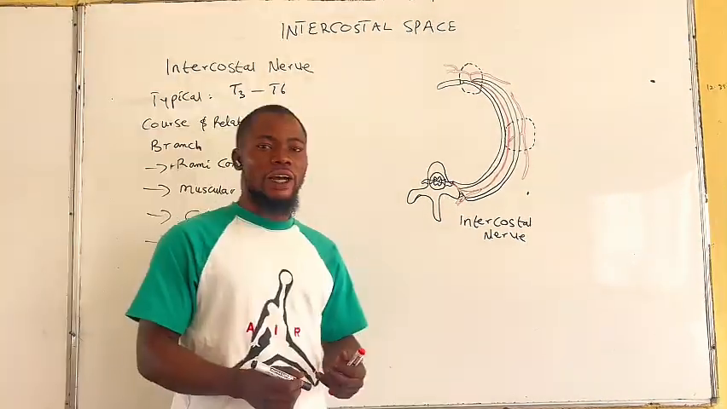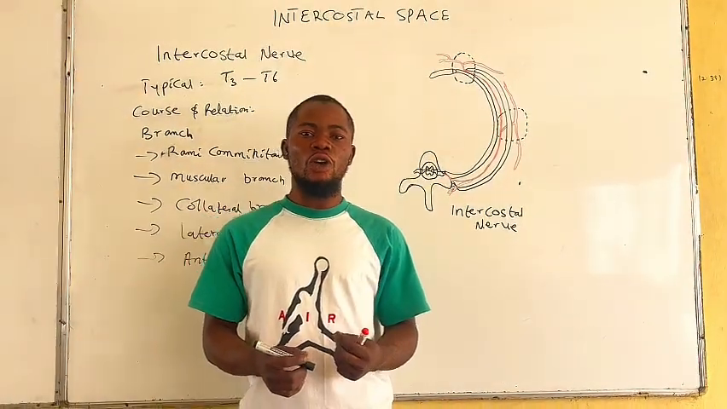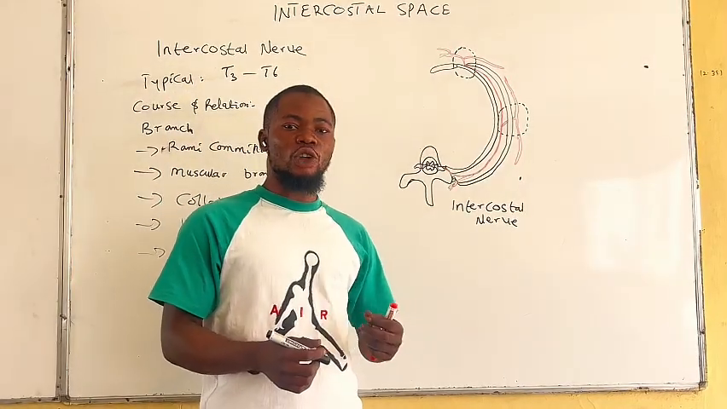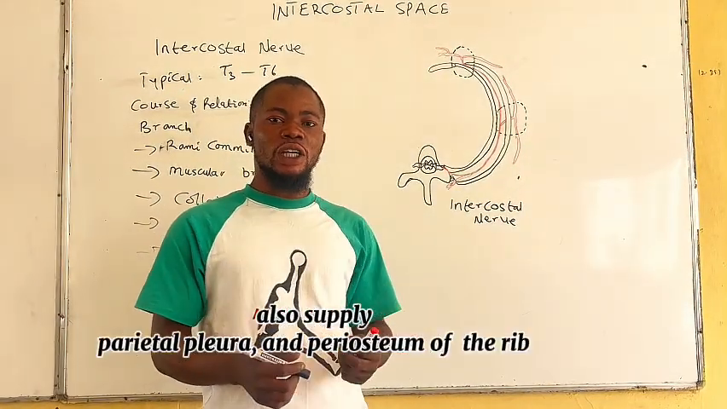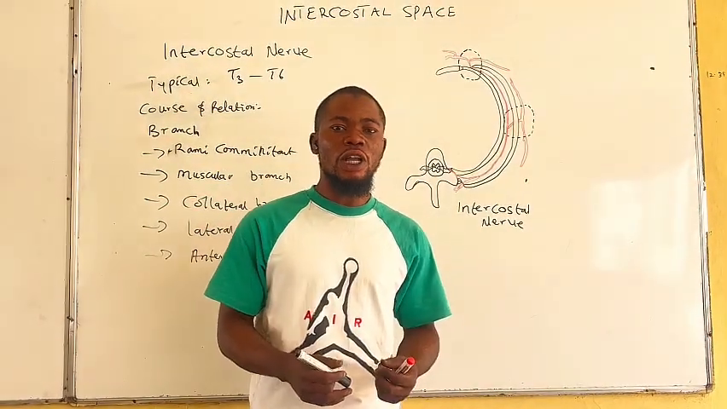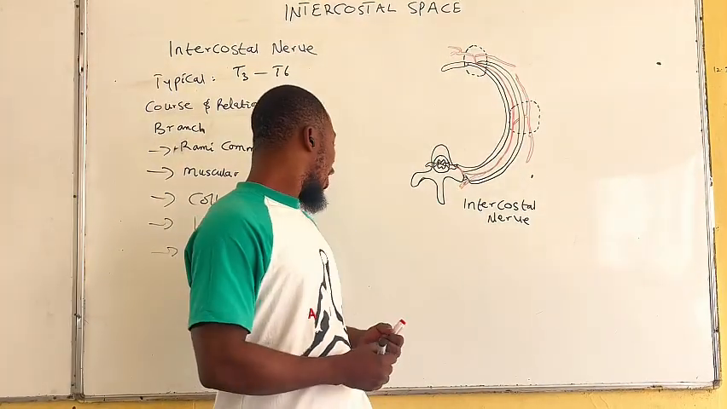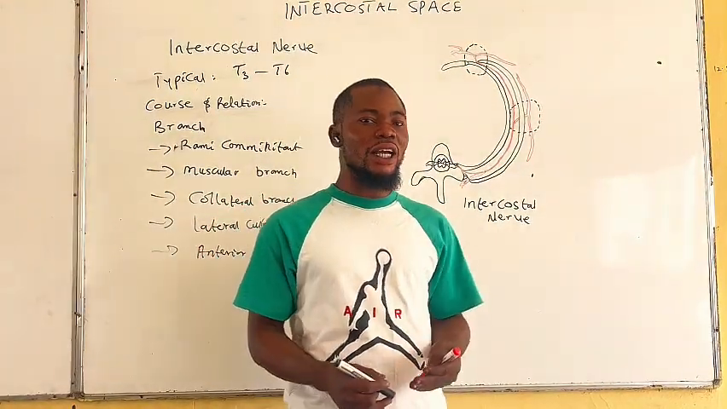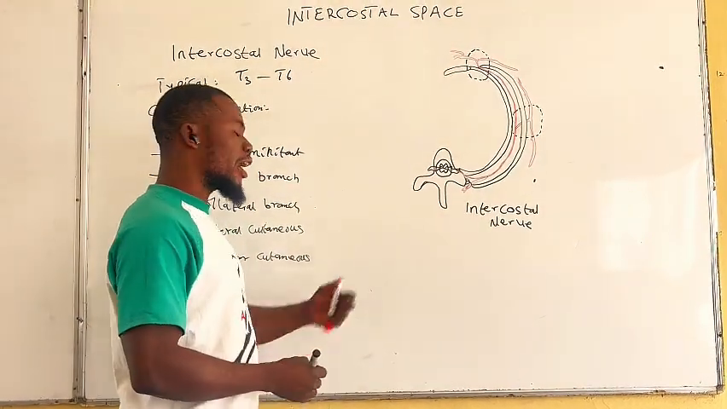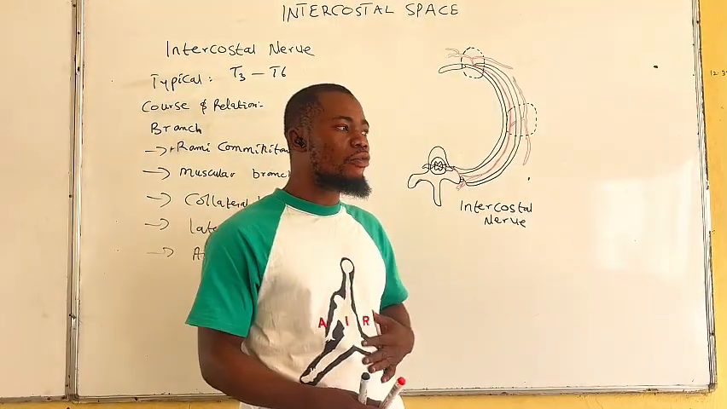The collateral branch arises from the posterior aspect of the intercostal space near the angle of the ribs, and it supplies the intercostal space. It supplies the intercostal muscle as well. The lateral cutaneous branch as well arises from the posterior aspect of the intercostal space near the angle of the ribs. At the mid-axillary line, this lateral cutaneous branch divides into two branches, the anterior and the posterior branch, and they supply the lateral wall of the thorax.